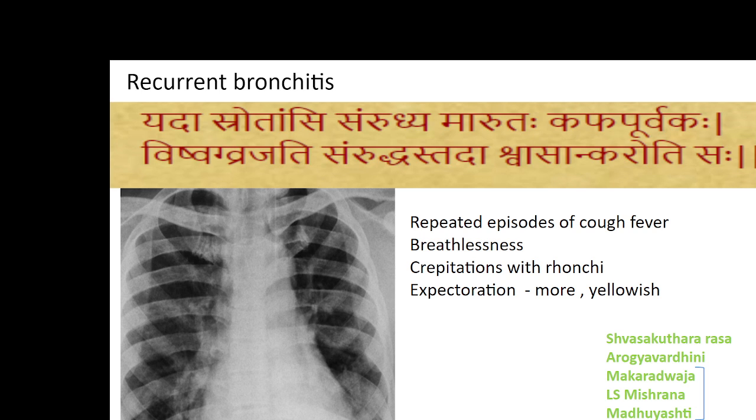The expectoration tends to be more and there could be even yellowish, and when you auscultate, crepitations with rhonchi are seen, and when the X-ray is taken, it shows established fibrous tissue markings, mottling, which could be even a wider, extensive area, which is recurrent bronchitis. Again, it's not classified as chronic bronchitis in the present situation. A chronic bronchitis would have a different definition. I will come to that part.